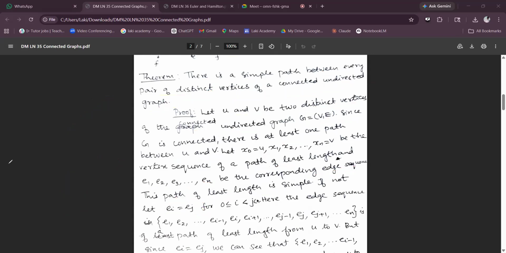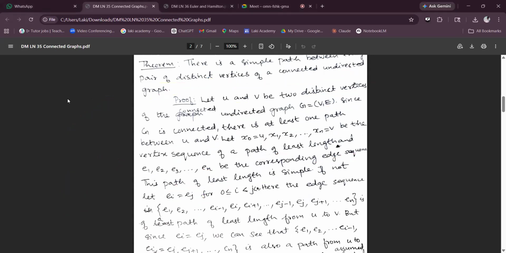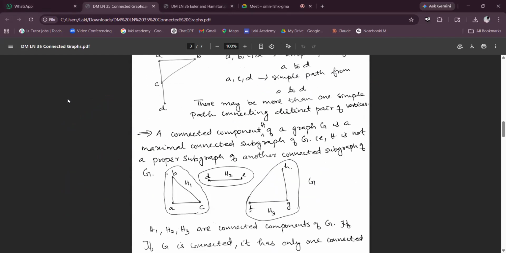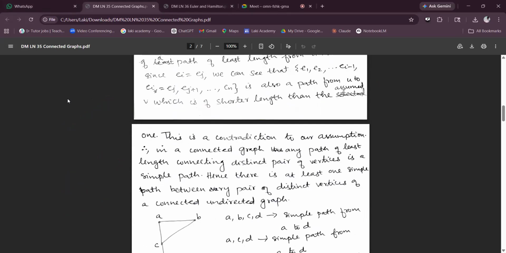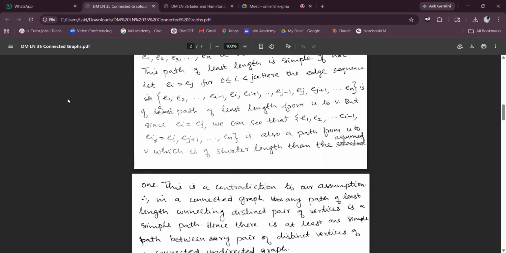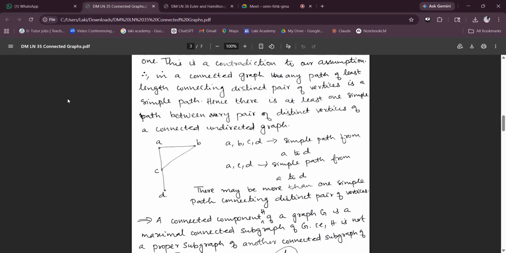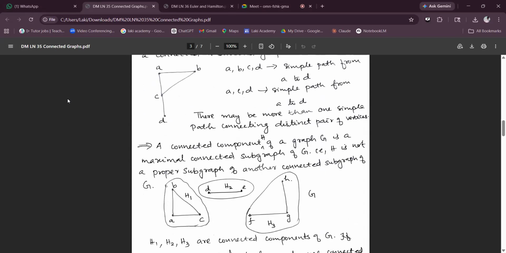Path of least length, the length means the number of edges, no? Yes. If you want a path between U and V, you have to start from U and end with V. If no two edges are repeated, then you can say this is a simple path. So at least one path will exist from U to V. That's why this is called a simple path.